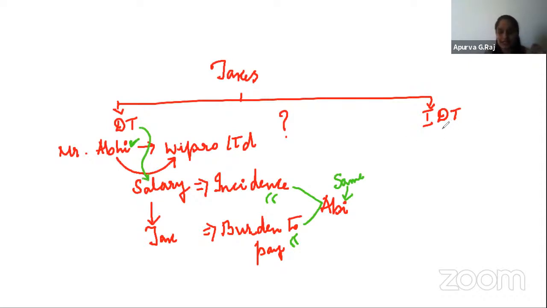Next concept is IDT. The name itself suggests indirect taxes. These taxes are levied on the goods and services part.